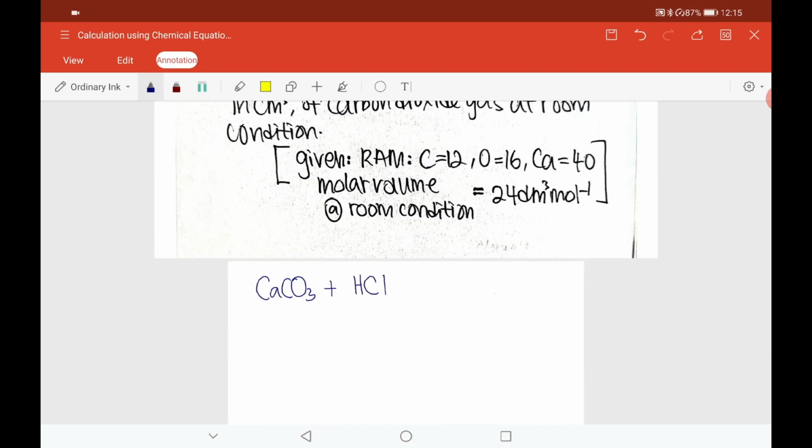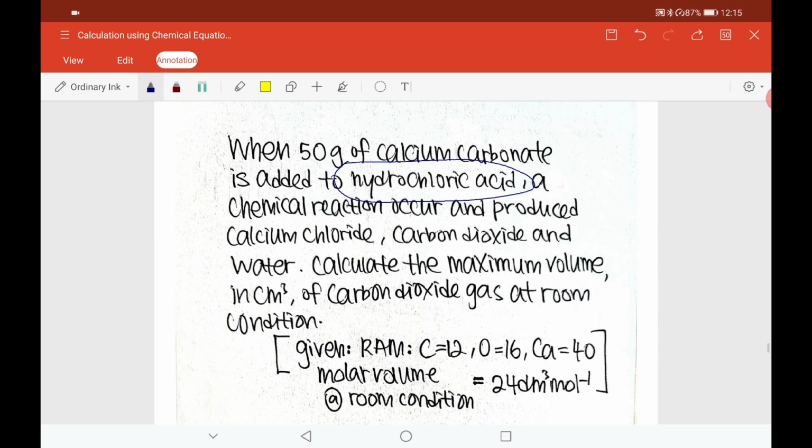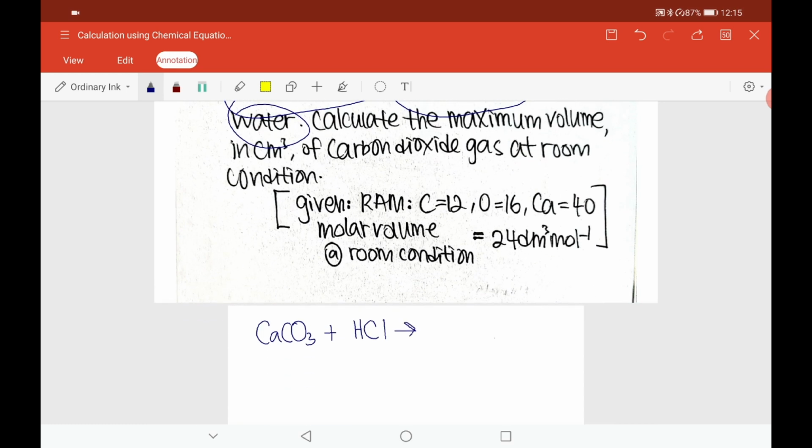So there are 5 substances that you need to memorize the formula: hydrochloric acid, sulfuric acid, nitric acid, ethanoic acid, and also ammonia. You need to know the formula for these 5 substances. After they react, they produce calcium chloride, carbon dioxide, and water. So let's try to produce 3 products.